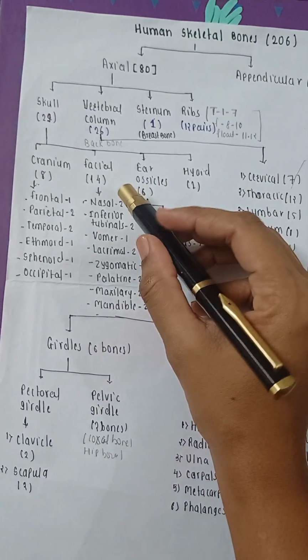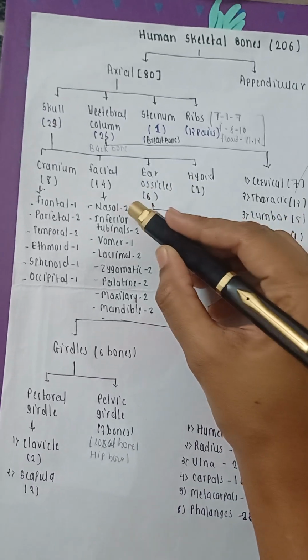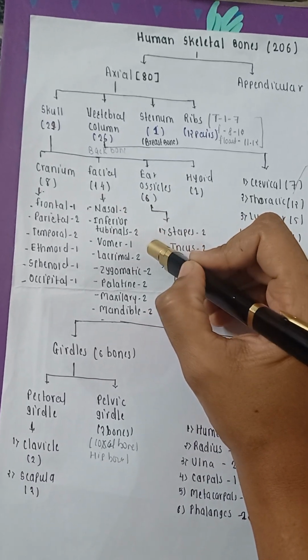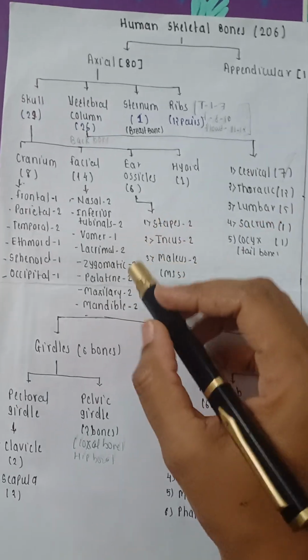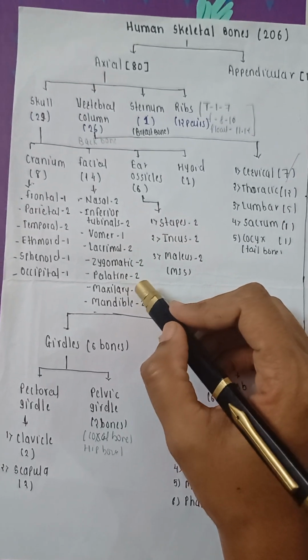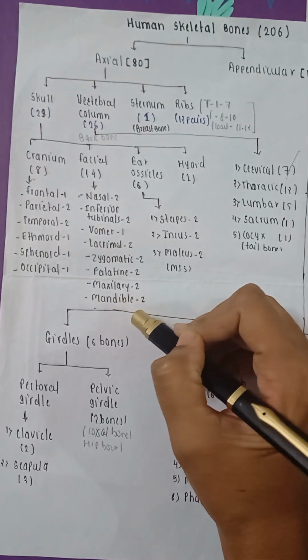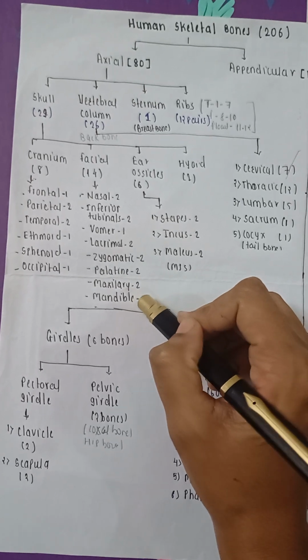Now we'll see the facial bones, 14 facial bones: 2 nasal bones, 2 inferior turbinals, then 1 vomer bone, 2 lacrimal bones, 2 zygomatic bones, 2 palatine bones, 2 maxillary bones, and 1 mandible bone.